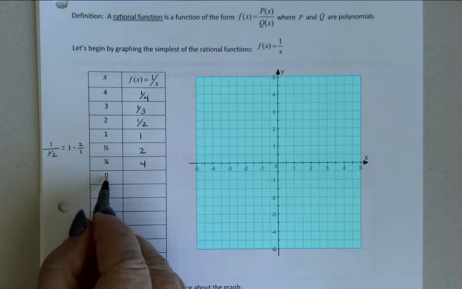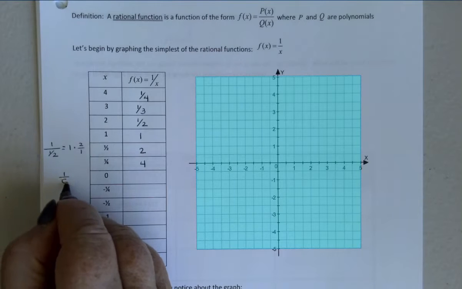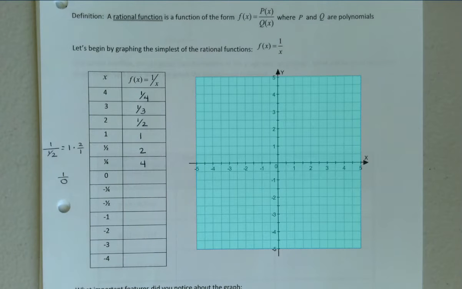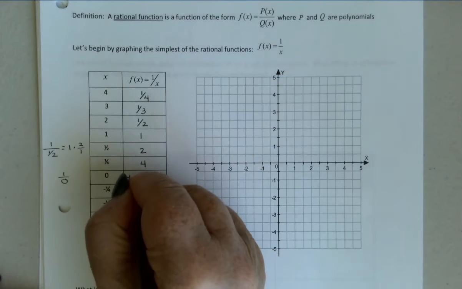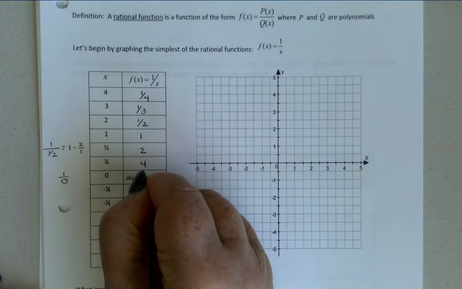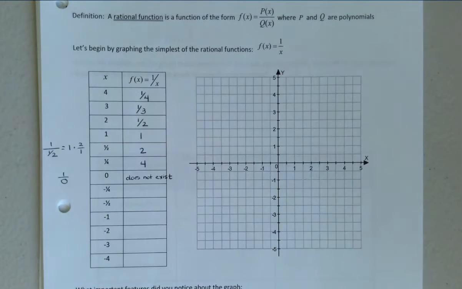Be careful with this one. What happens when I take 1 and try to divide it by 0? Well, division by 0 is undefined, right? So 1 divided by 0 does not exist. And so we're going to have to look at what that means when it comes to graphing and how that's portrayed on the graph in just a minute or two.